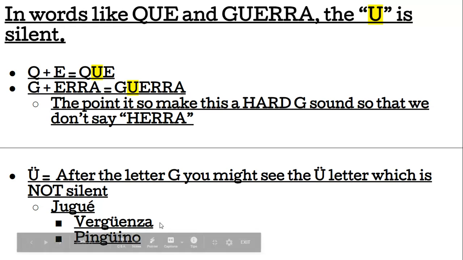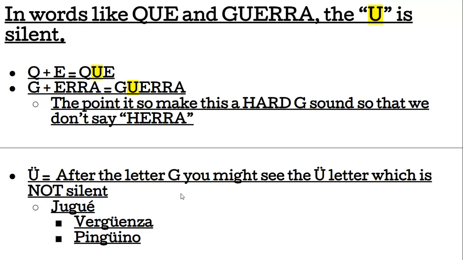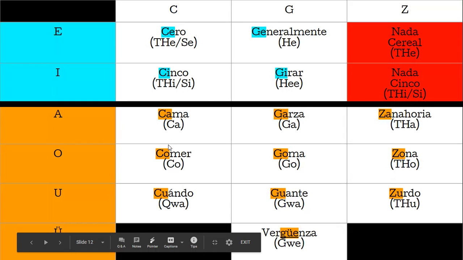Vergüenza. And the one at the bottom is pingüino, with a we sound. If you didn't have the U with the umlaut, it'd be pronounced without the U sound, and that's not how we say it. It's vergüenza, pingüino. And therefore, we know that those U sounds are said because they have two dots over them.